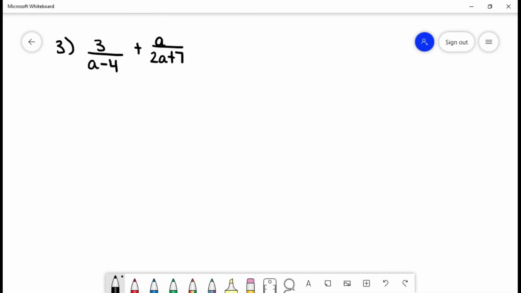So as you can see, this is a similar idea to our previous problems, except instead of there just being one fraction or multiplication between fractions, there's actually addition between the two fractions. As you would when you regularly add fractions, we have to find a common denominator, and that's the only way you can actually add the fractions up.